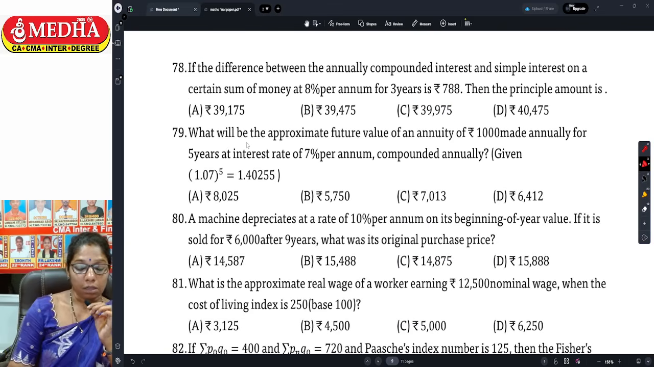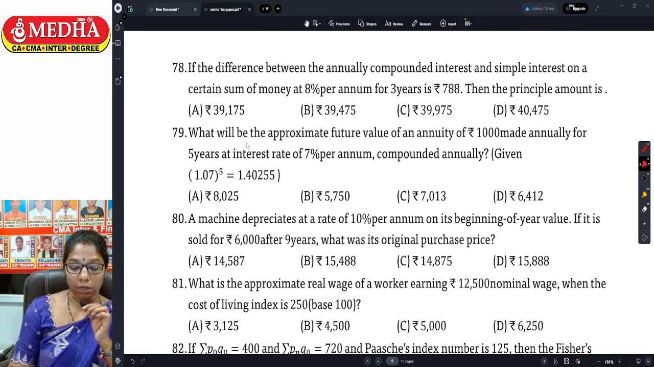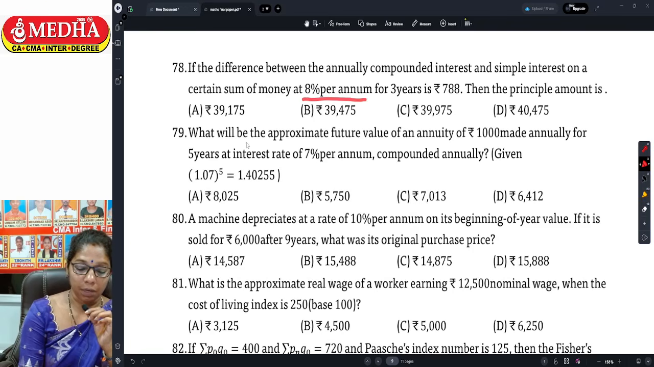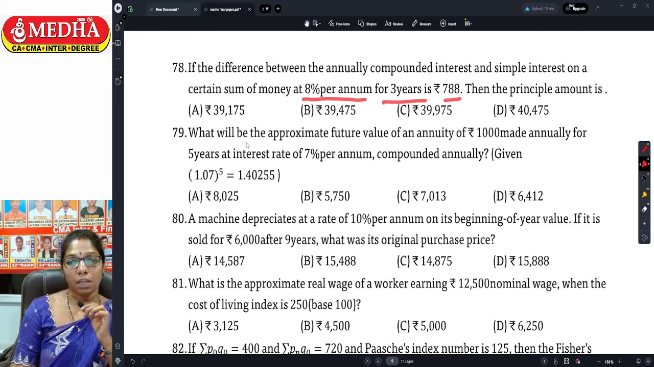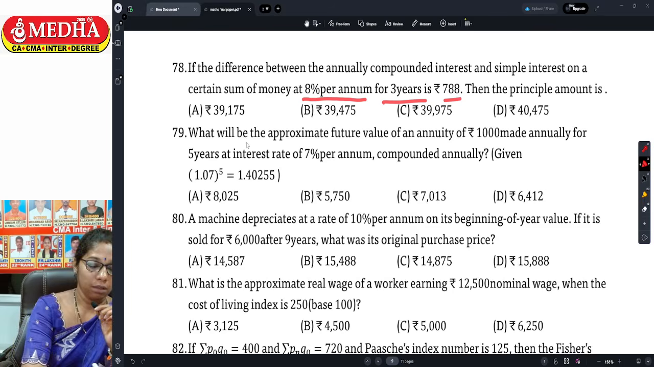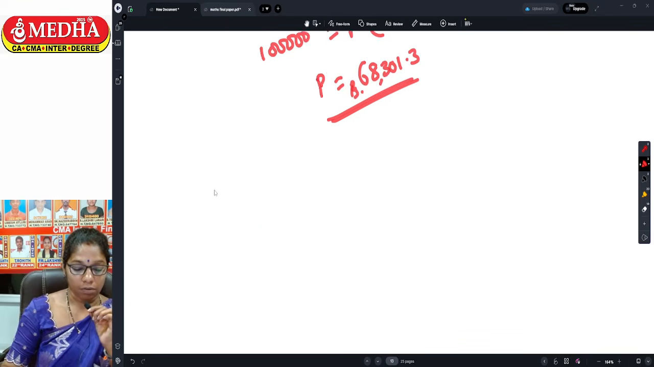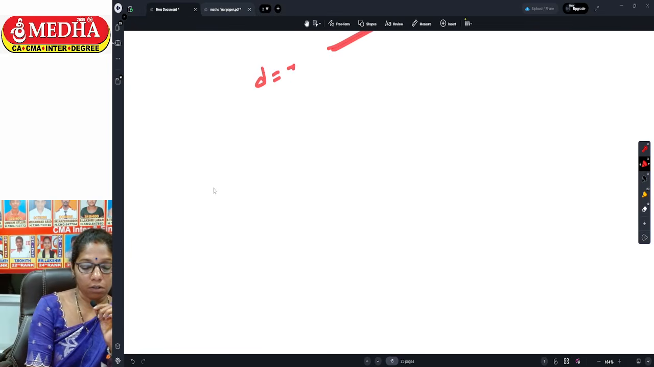Next, the difference between the annually compound interest and simple interest on a certain sum at 8% per annum for 3 years is 788. So the difference between CI and SI is given, time period is given, rate is given. We need to find the principal. For that, the difference is equal to 788 rupees, time period is 3 years, rate percent is 8%.